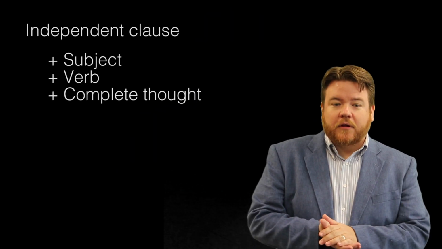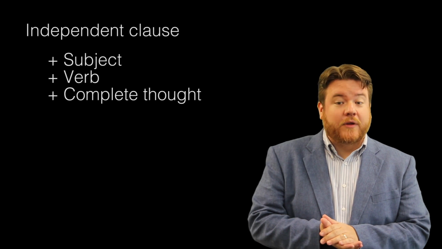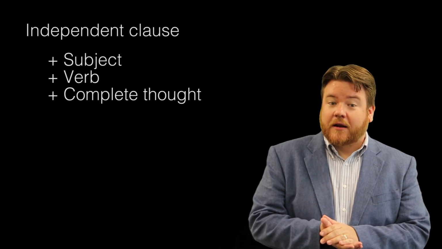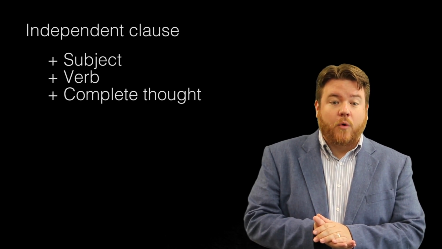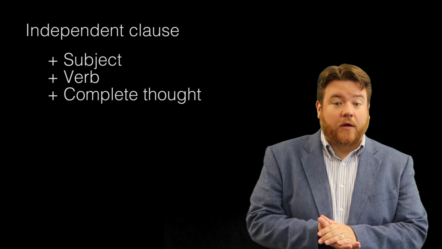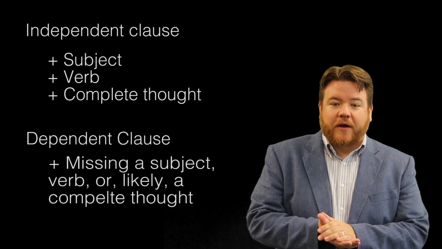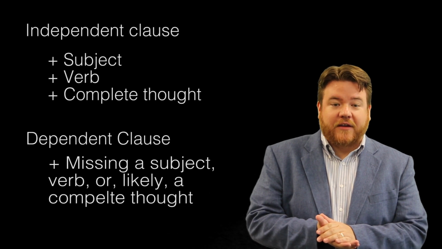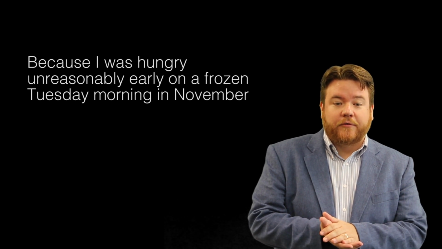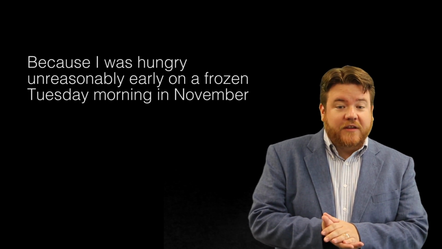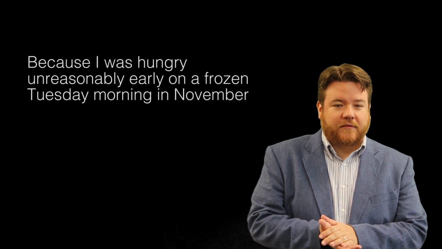Mastering the difference between independent and dependent clauses is the key to building effective, interesting, and most importantly, grammatically correct sentences. In order for a clause to be considered independent, it needs to have three things: a subject, a verb, and a complete thought. Believe it or not, an independent clause may be comprised of as little as 2 words. For example, "She runs." Alternately, a clause comprised of many words may be dependent and unable to stand on its own as a sentence. Take this clause: "because I was hungry unreasonably early on a frozen Tuesday morning in November." 13 words later, we still do not have a complete sentence.